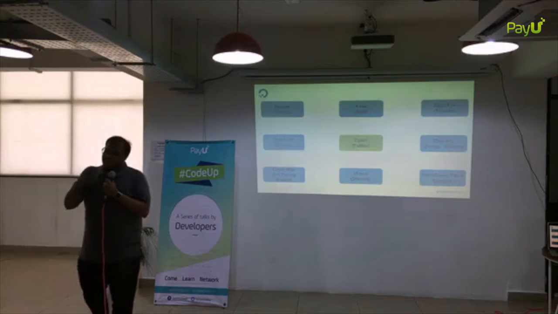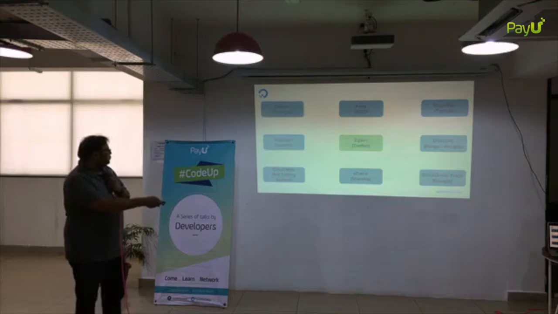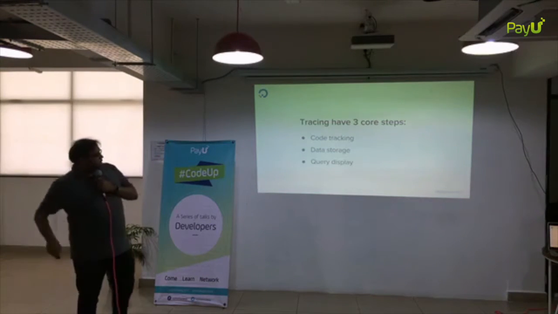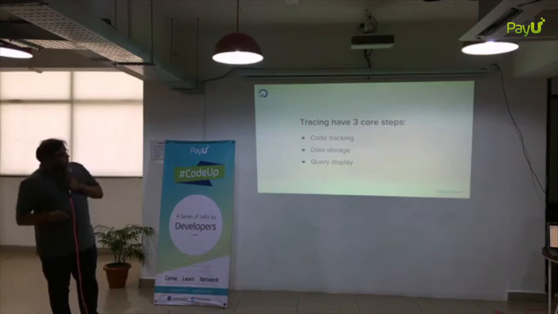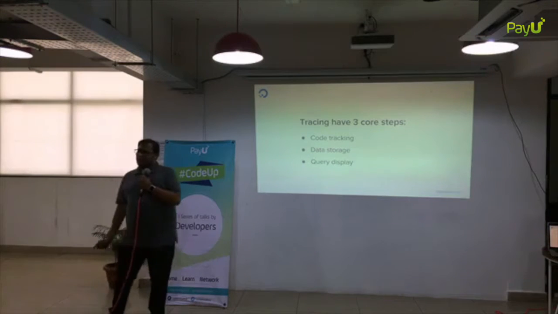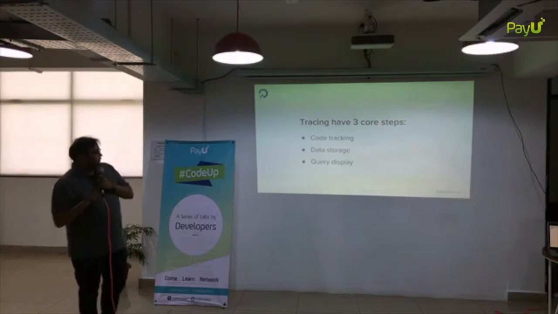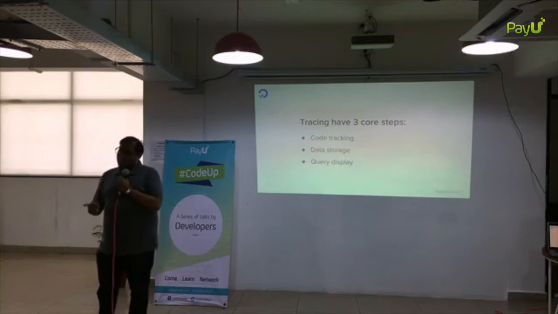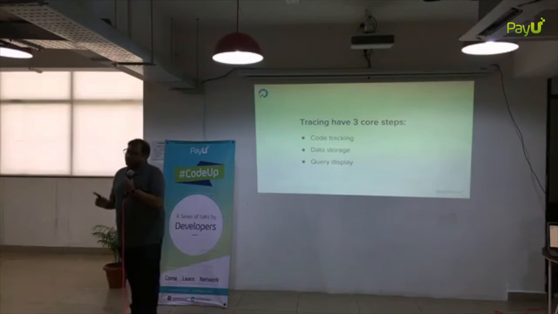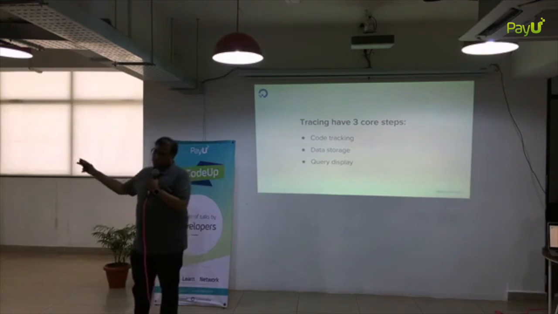So basically, everyone had their own way of solving this problem, right? But they had a very core system. The three core things which they always had were code tracking. They were tracking the code, they were storing what was happening in the code in storage, and they were able to query for that information. So all three of these basic things, these systems were doing.